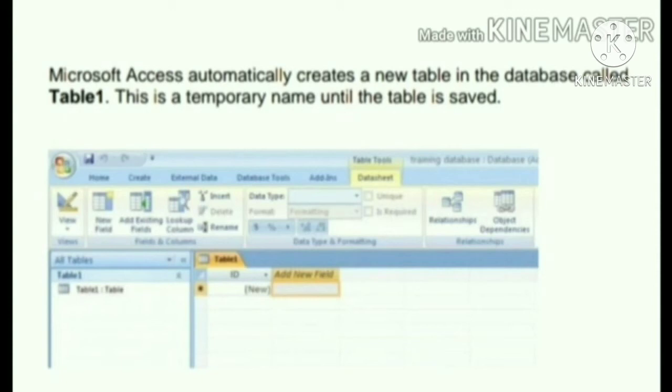Understanding the views. There are two basic views when you work in a table: design and datasheet view. Design view is used to set the data types, insert or delete fields, and set the primary key. Datasheet view is used to enter the data for the records. By default, Access places you in datasheet view.